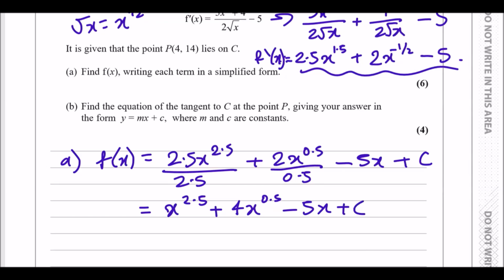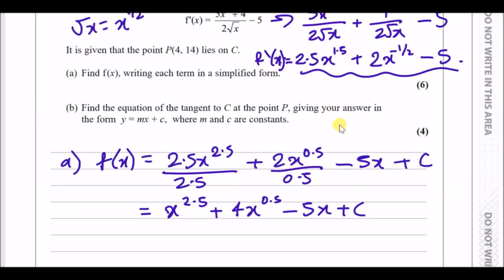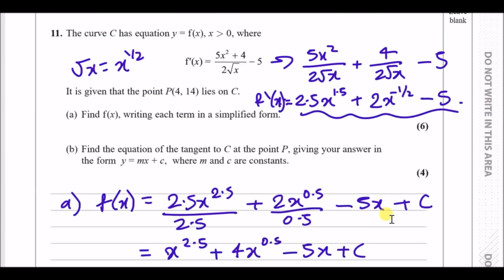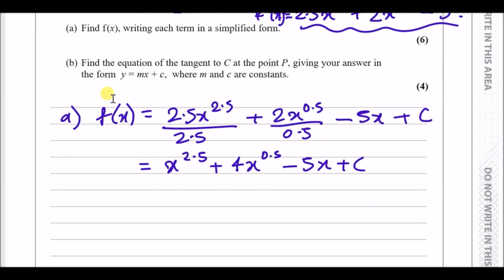Now, just a quick note here, this c is not the same as that letter C, yeah? Even though it looks the same, they're not meant to mean the same thing. This is the constant of integration. That's just what they label the curve. So to find this value c, they give us a little hint. They say it is given that the point P lies on C. So it's trying to imply that when x is 4 and y is 14, in other words, when f(x) is 14 and x is 4, you can substitute them in and rewrite to find the value of c.